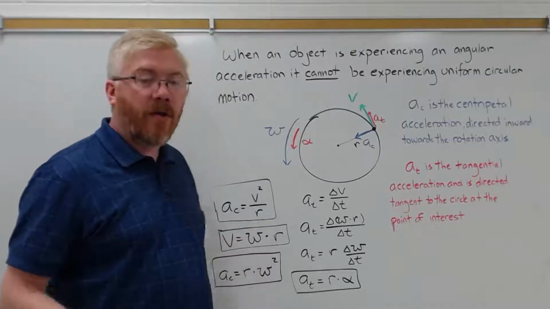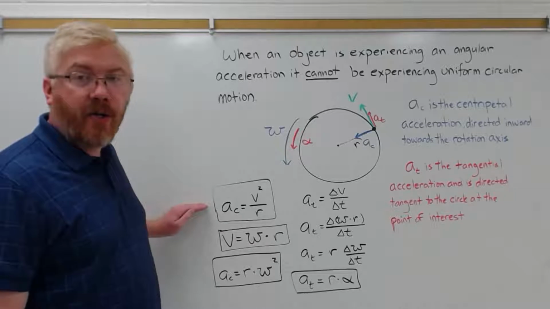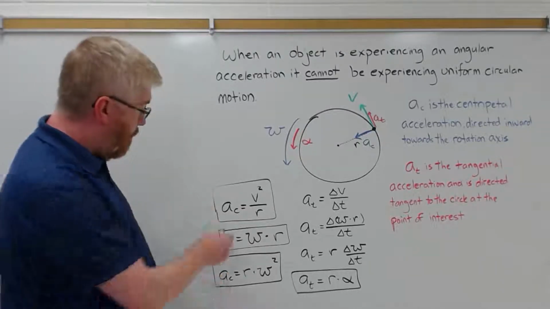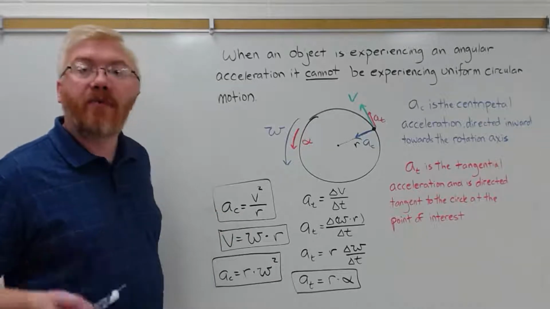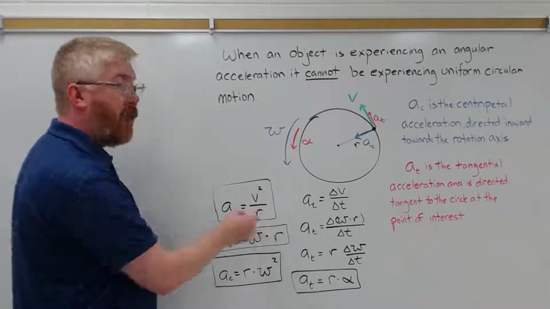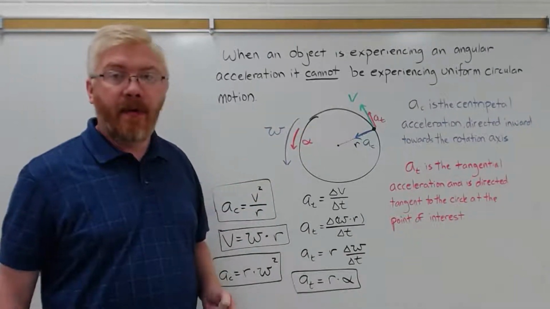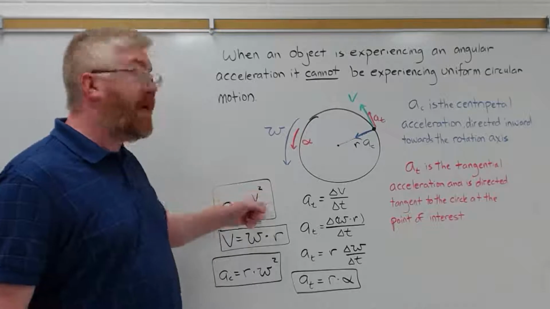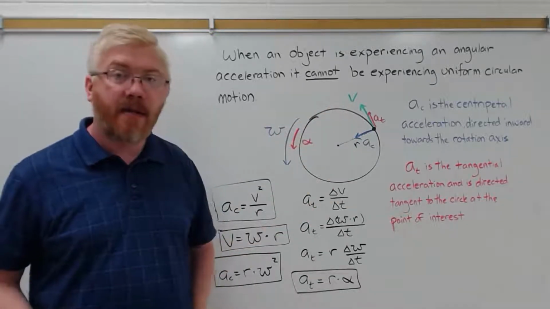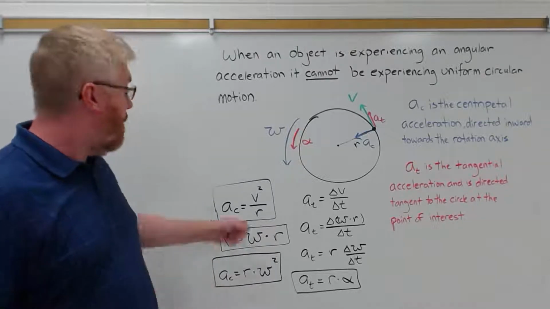So, looking at a couple of equations. We have our centripetal acceleration equation. That's the same as it was for uniform circular motion. A sub c is equal to the speed squared over r. The only difference is the speed now can change with time. For uniform circular motion, the speed was constant. The only thing that changed was the direction of the velocity. The magnitude of the velocity, or the speed, remained the same. But now it can change.